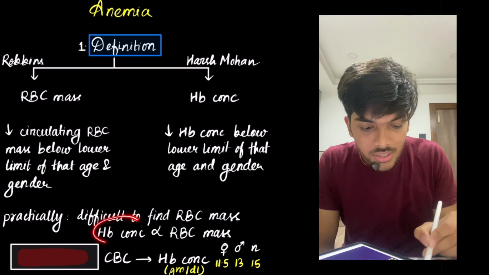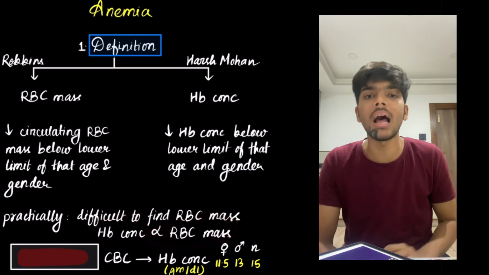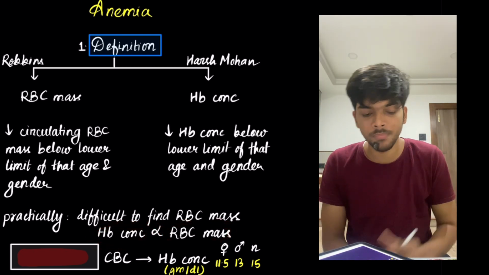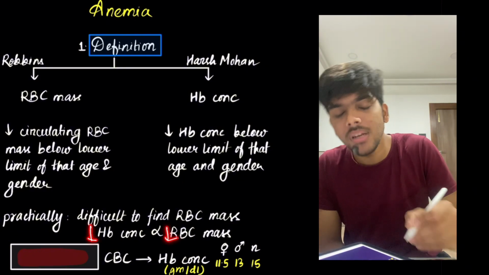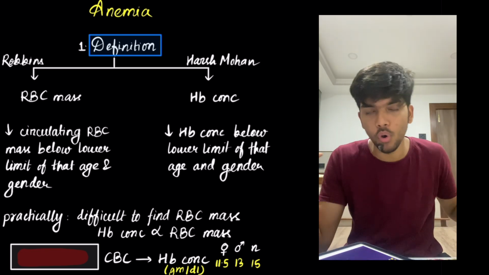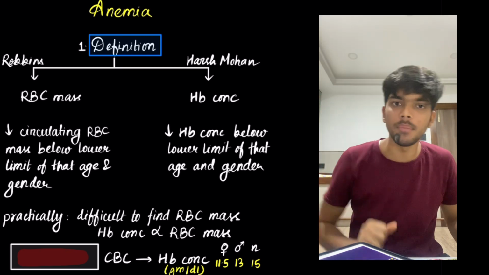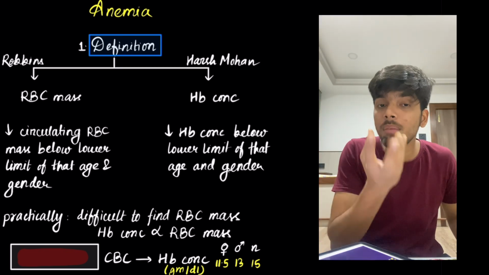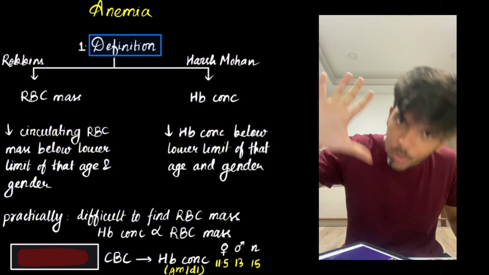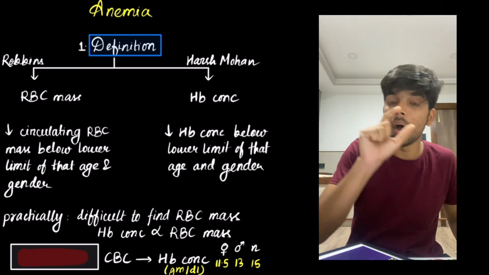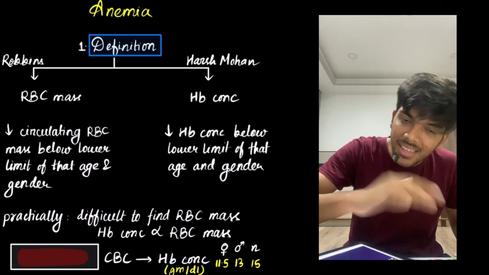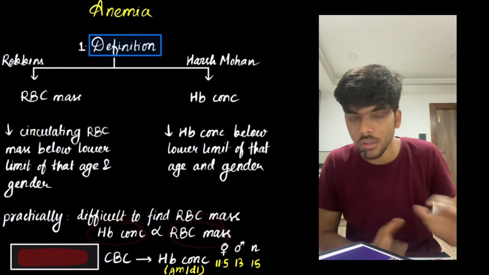Because hemoglobin concentration has a direct relationship with RBC mass. That is, hemoglobin concentration is directly proportional to RBC mass. If RBC mass decreases, hemoglobin concentration also decreases. How? What is RBC? RBC is nothing but a bag filled with hemoglobin. So if there is a decrease in RBC mass, there is a decrease in the mass of hemoglobin per unit volume of blood, right? If RBC decreases, the amount of hemoglobin present in the blood also decreases; hemoglobin concentration decreases. So there is a direct relationship between the two.